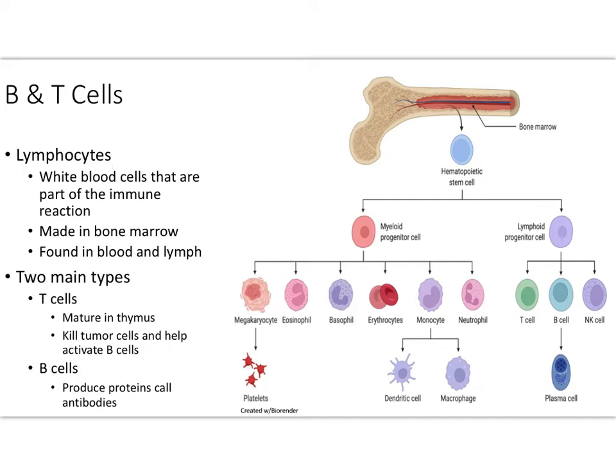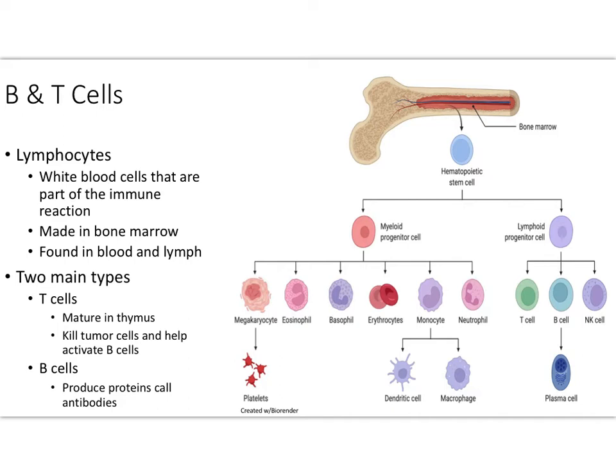So B and T cells are certain types of lymphocytes. They are white blood cells that are part of the immune reaction. They're made in the bone marrow, and they are found circulating in the blood and lymph for the most part. Now, we don't talk about lymph too much in this class, but just to give you a very broad overview of what that is: a system in the body that works in conjunction with various other systems and helps deal with waste and waste products, especially the waste products associated with the immune reaction.